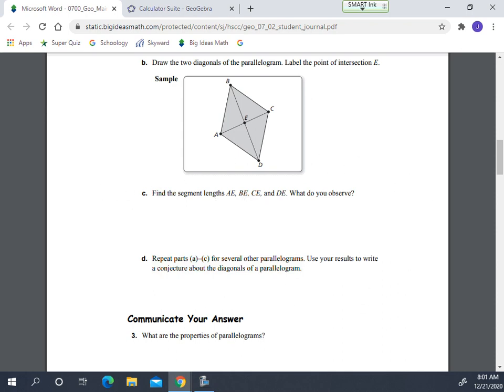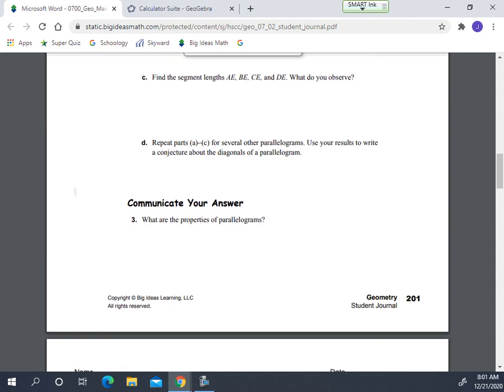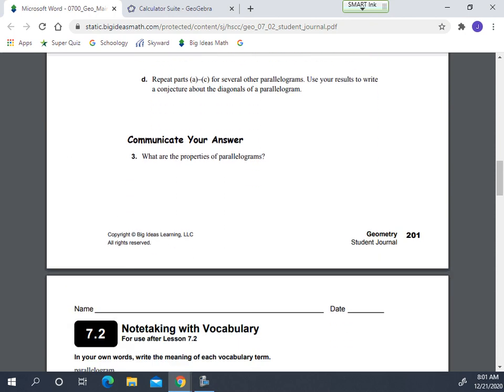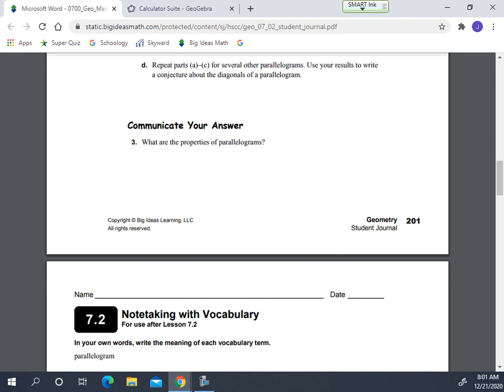Repeat parts A through C. For parallelograms, we just kind of did that. This part, what are the properties of the parallelograms? We know that opposite sides are congruent, right? So we can say opposite sides and angles are congruent. Okay.